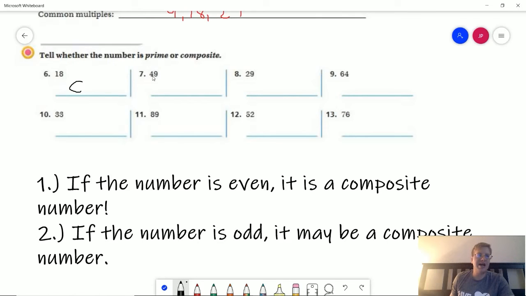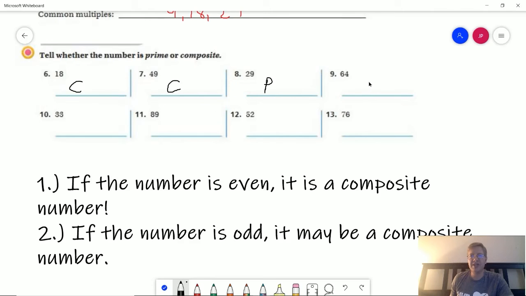49 is going to actually be a multiple of 7 if we remember our multiplication facts, so this would be a composite number. If I tried to do the 4 plus 9, that would give us 13, which is not a multiple of 3, so we know that we cannot multiply by 3 to get to 49. 29 is going to be a prime number. We cannot get to 29 except by multiplying 29 times 1.